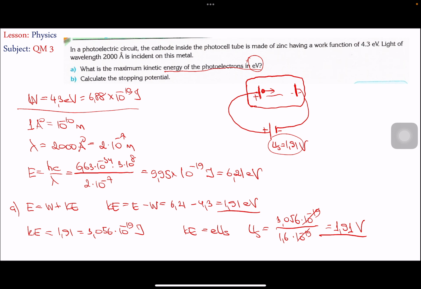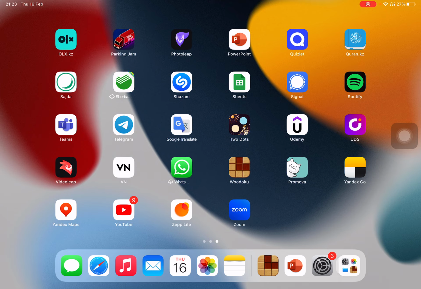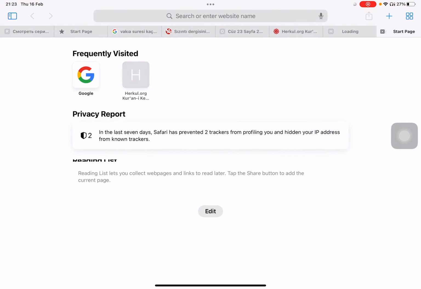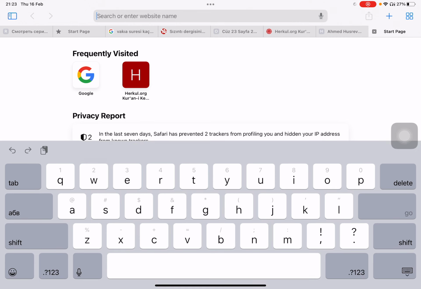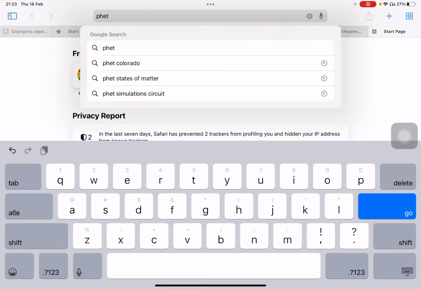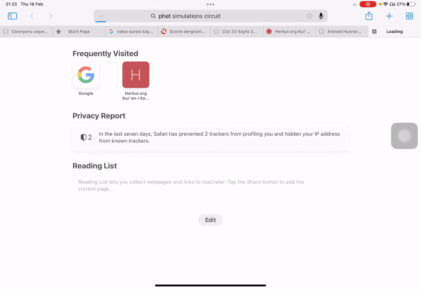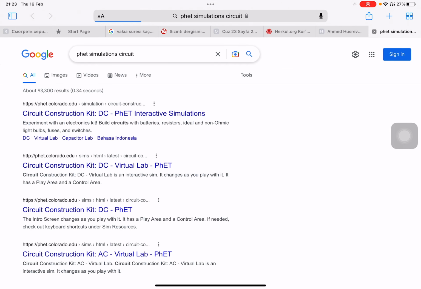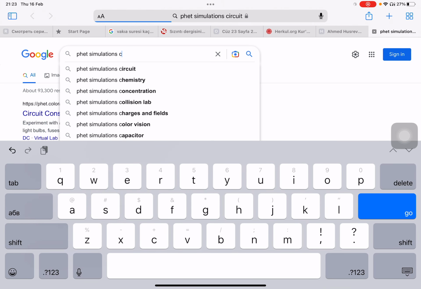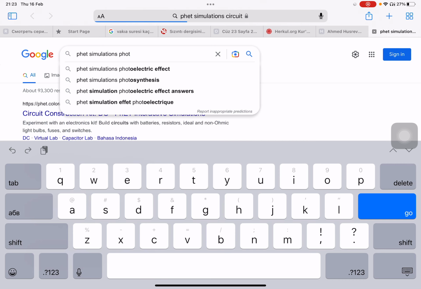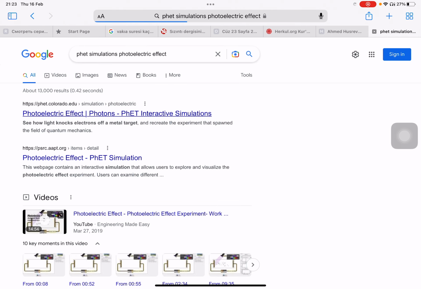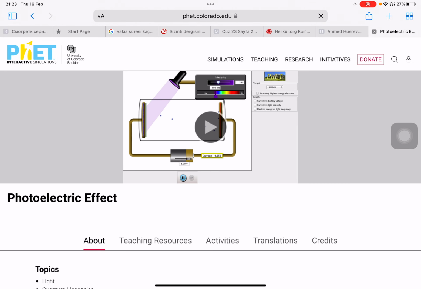Now I'll try to show you the simulations related to the photoelectric effect here. And we'll try to use the stopping potential. It means that we'll try to change the pole of the battery so that the photoelectrons will be stopped.